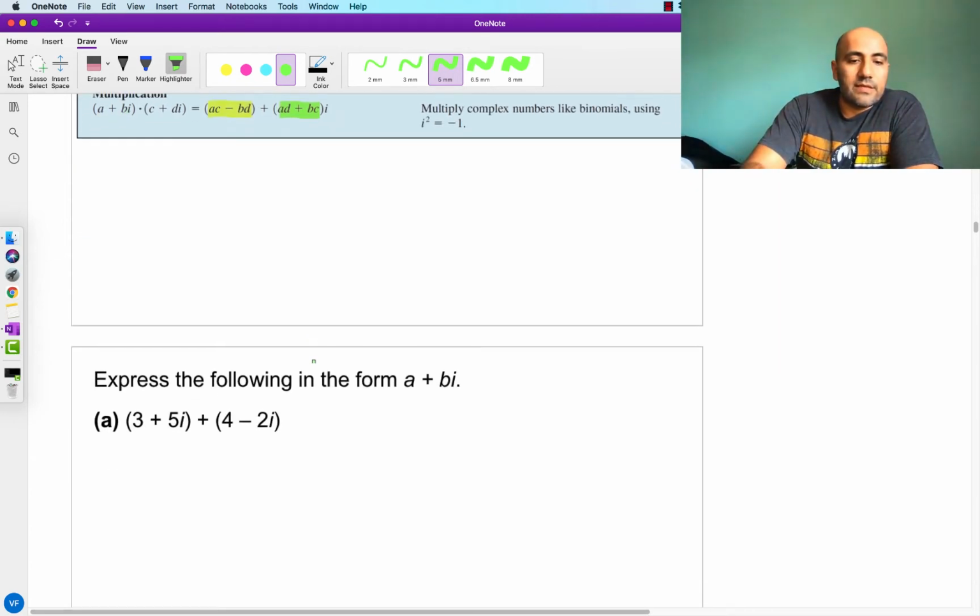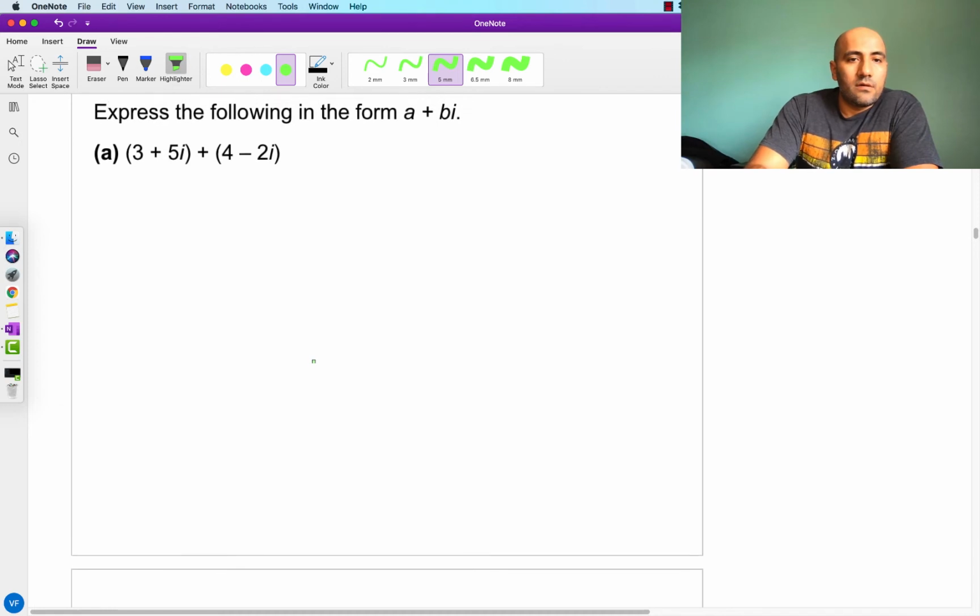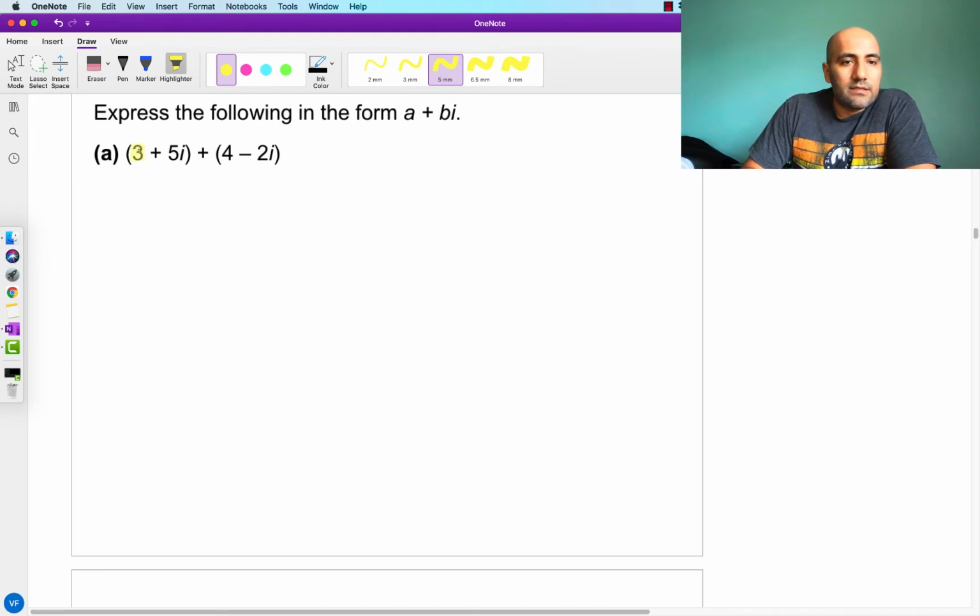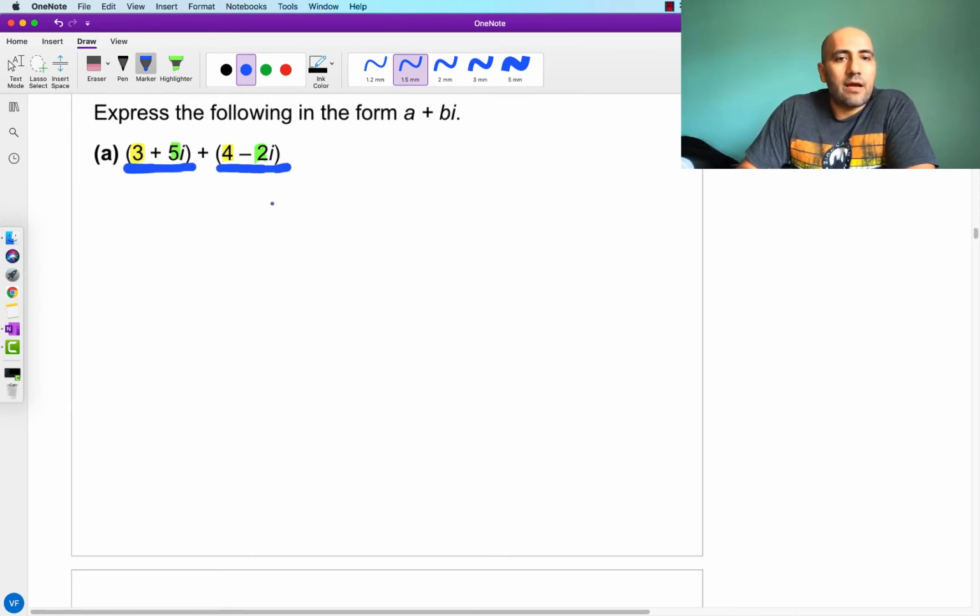Okay, let's do some examples. Let's do this one. So again, just to really highlight, this is the real part of my complex number. This is the real part of this complex number. This is the imaginary part of my complex number. And this minus 2 is the imaginary part of this complex number, right? So I do definitely have one complex number plus another complex number, the summation of two complex numbers.